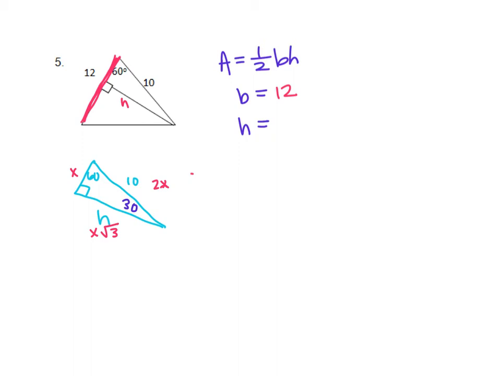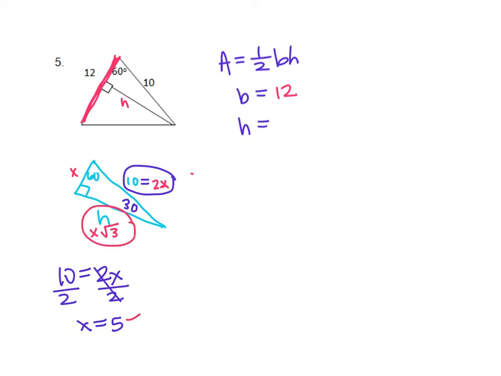Again, remember when we would put an equal sign between our label and the side they gave us, so we know that 10 is equal to 2x. Then you can solve for x by dividing both sides by 2. So we're getting x is equal to 5. Because we want the height right here, we're going to plug the 5 in for that x. So that side of our triangle is 5 root 3. So our height, even though it looks a little weird, is 5 times the square root of 3.